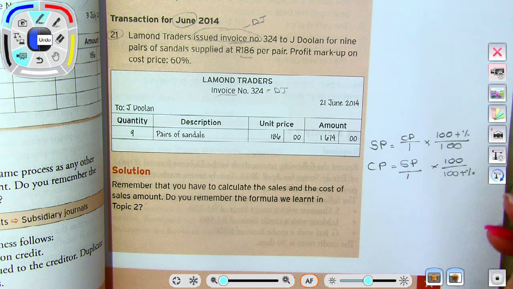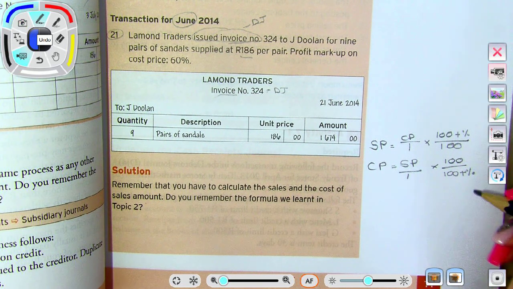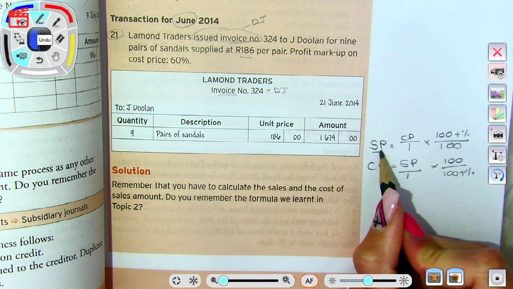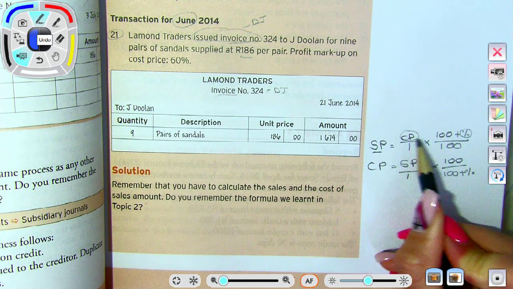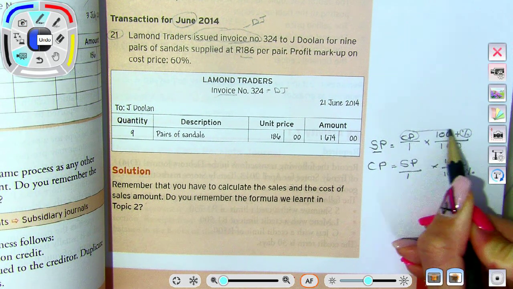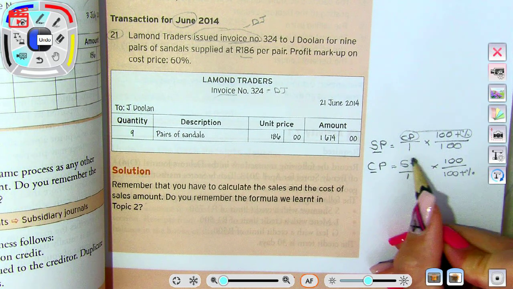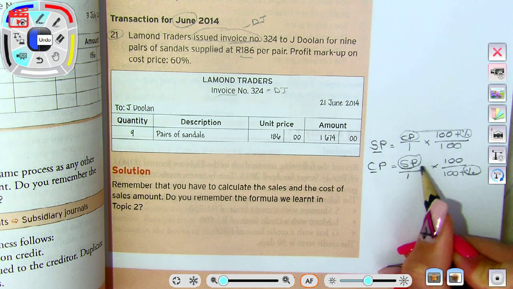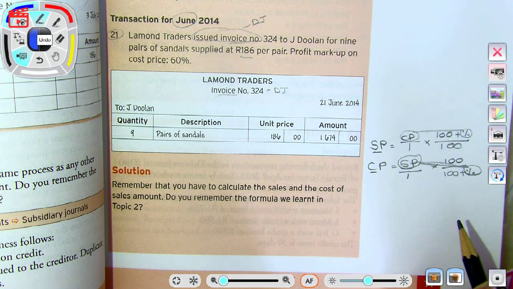Okay, now grade 9s get confused about whether the percentage should be at the top or the bottom. Just remember that for selling price, everything is in a straight line. So my numbers that I'm entering, my cost price and my percentage, are all in a straight line. And when I'm looking for my cost price, my numbers that I'm entering are crossed from one another. So that's how you know your percentage will then jump to the bottom.